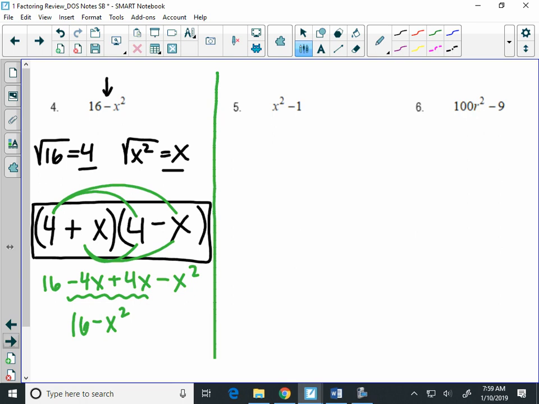Okay. 5, x squared minus 1. Look for a GCF. There isn't one other than 1. There's no GCF, so we're not going to factor a GCF out. I do have a minus sign, which means that you are allowed to use this factoring method.